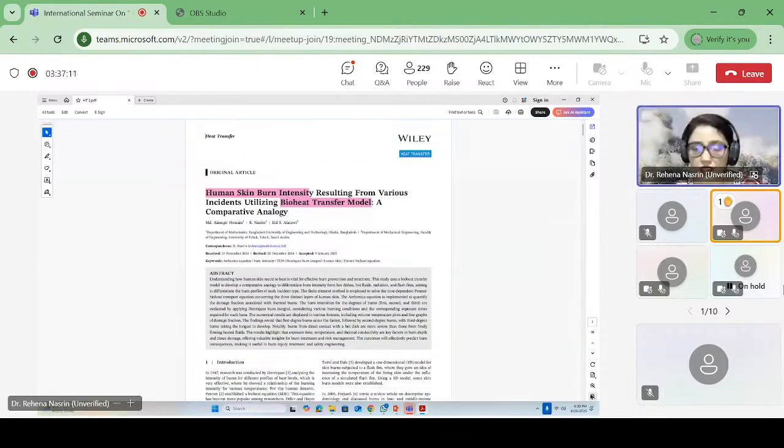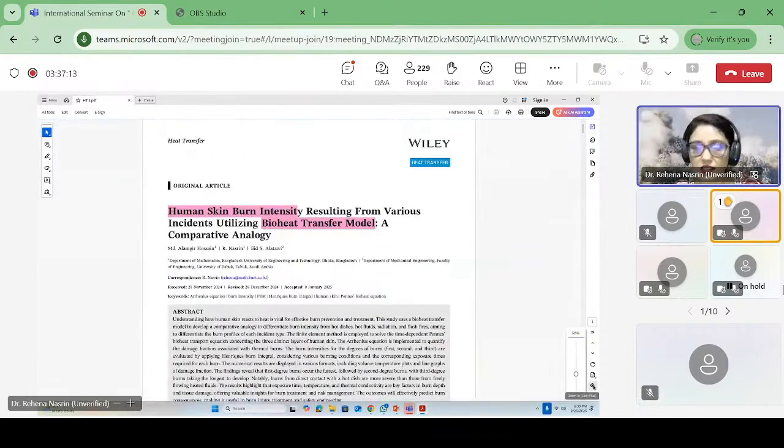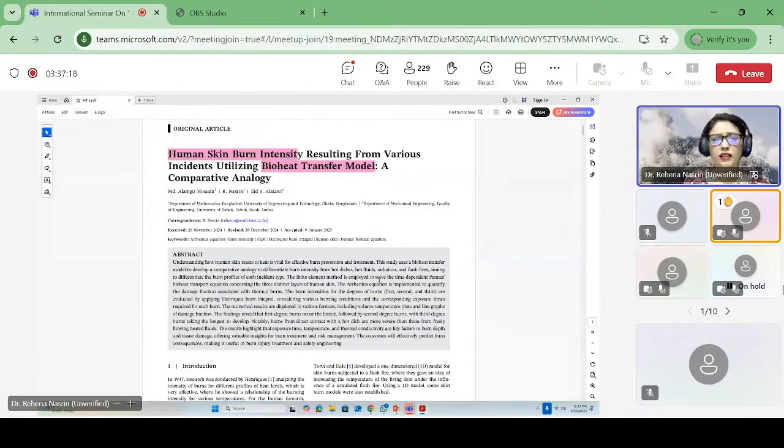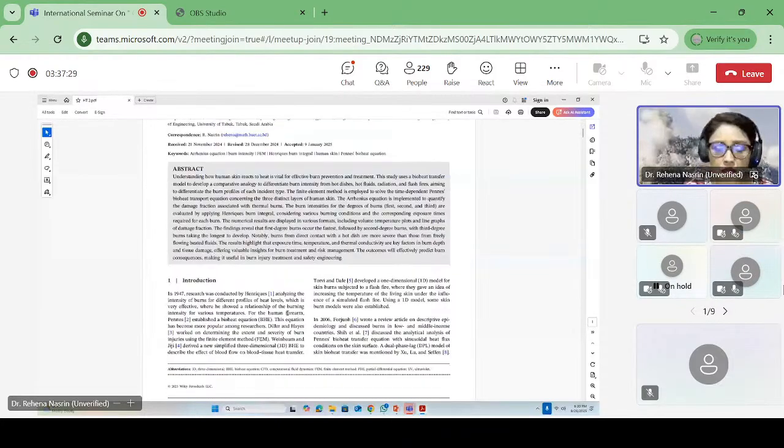You can see this is the heat transfer journal. This is human skin burn intensity. As you know, burn accidents occur rapidly in our society. Different types of burn injury we have.